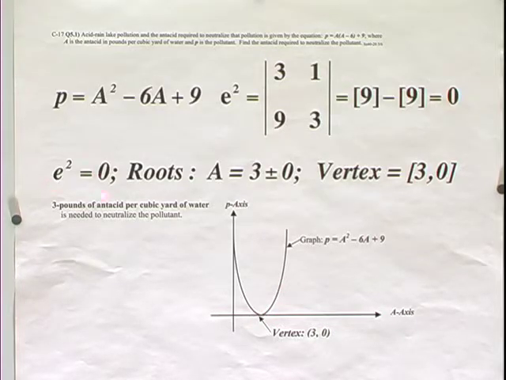So the deviation squared is 0. The roots are A equals 3 plus or minus 0, or just 3, 0. And the vertex is also going to be 3, 0. That's the low point. What this tells us, from the vertex, is that 3 pounds of antacid per cubic yard of water is needed to neutralize the pollutant.